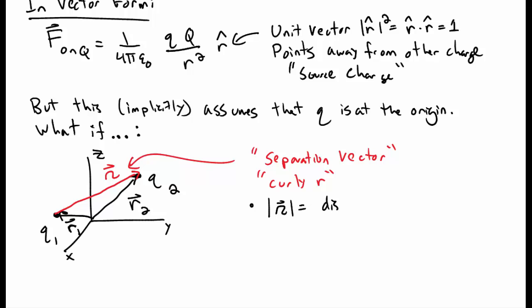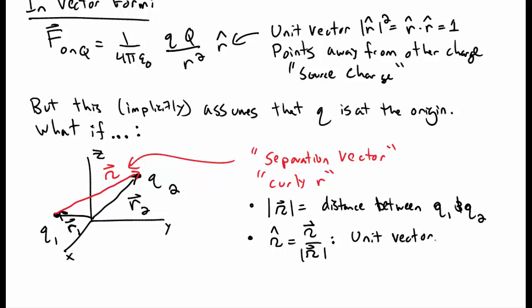So the magnitude of curly r tells you the distance between q1 and q2. It's the generalization of the little r that we had before. And you can also talk about the direction, curly r hat, which is a unit vector and points in the direction of curly r, so it points in the direction of the force.